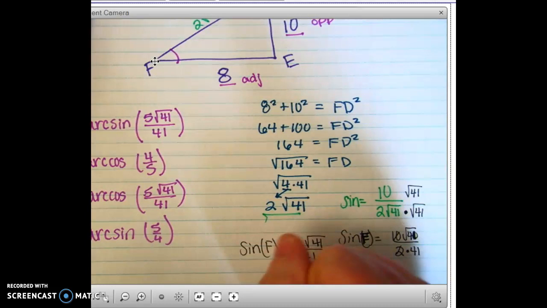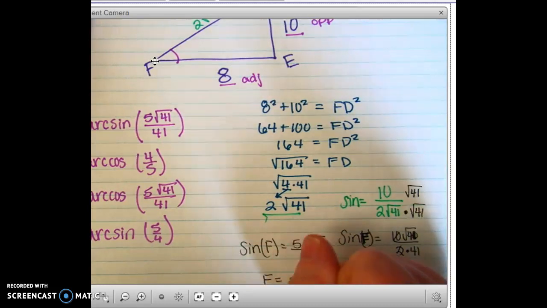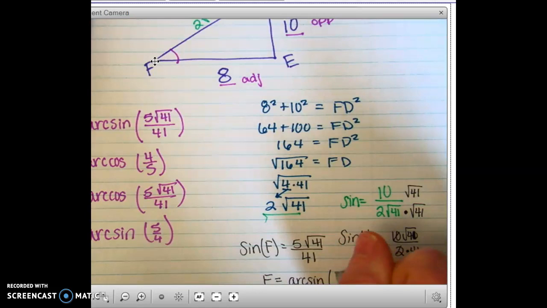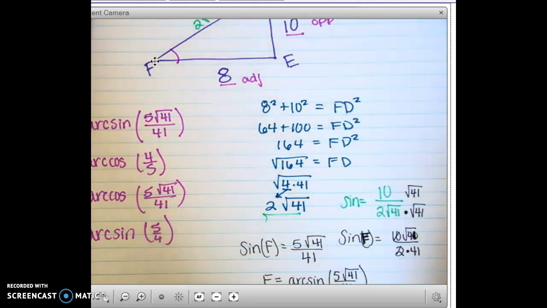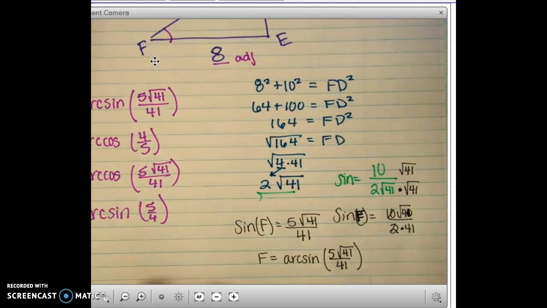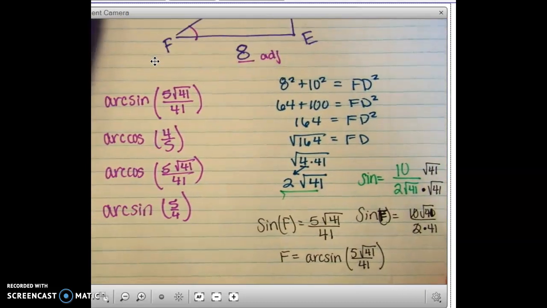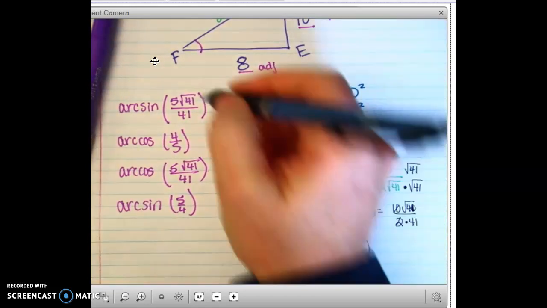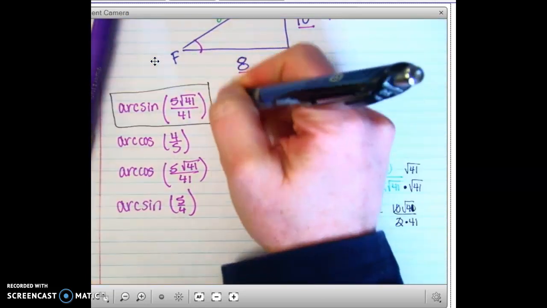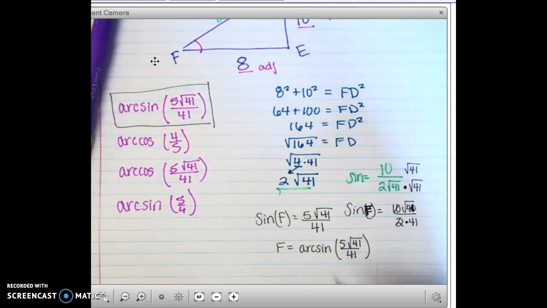In order to solve for F, you would take the inverse of sine, which is arc sine. So your answer choice should be arc sine 5 square root 41 over 41. Now if you did arc cosine, just for the sake of time, I won't go through that one, but if you did, you would not get one of these answers.